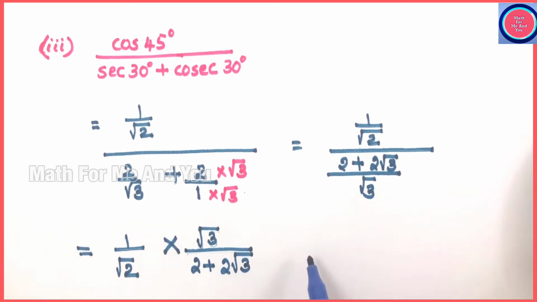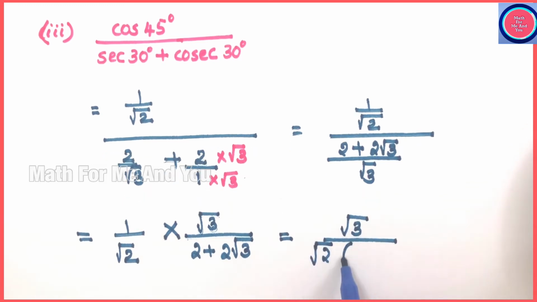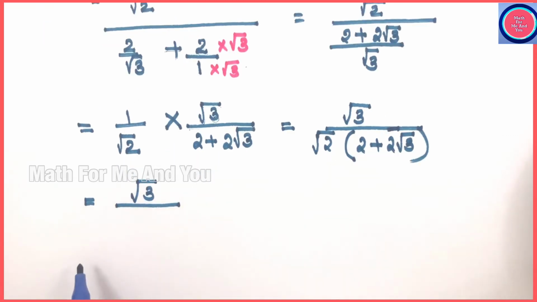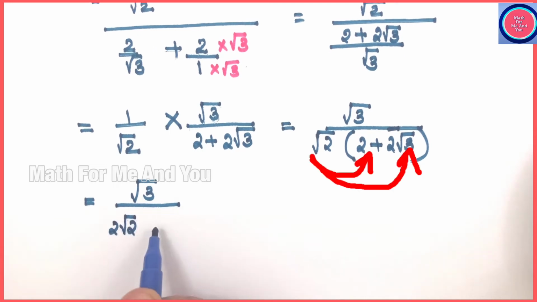Now multiply the numerators together and denominators together. 1 times root 3, we get root 3. Denominator: root 2 times 2 plus 2 root 3. In the next step, we can write the numerator root 3 same as it is, and now we can open the bracket by multiplying with the root 2.